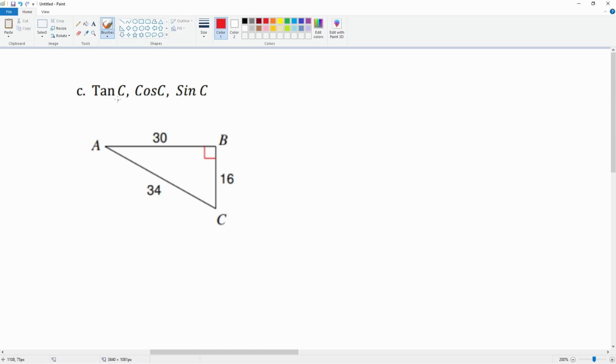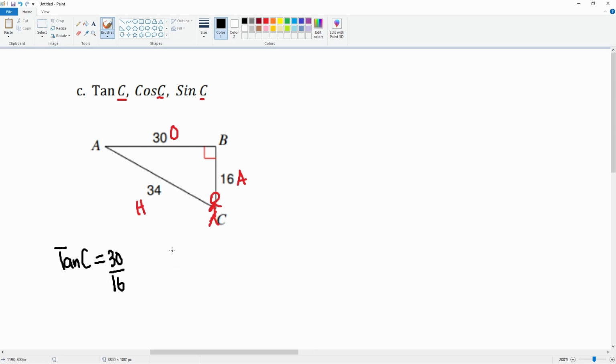All right, let's look at C. This is all from the point of view of angle C. Here we draw the person. 30 is your opposite, 16 is your adjacent, 34 is your hypotenuse. Let's set up the trig ratio. Tan of C is always defined as TOA, so opposite over adjacent. So that is 30 over 16.